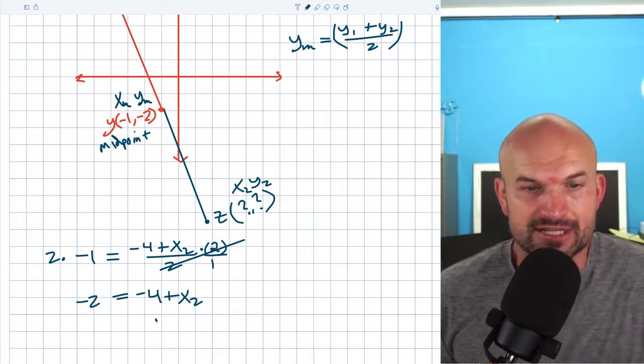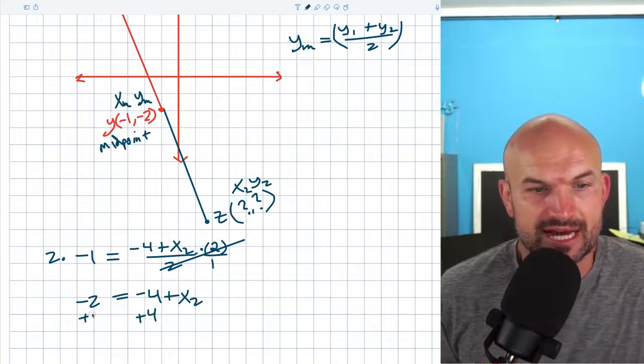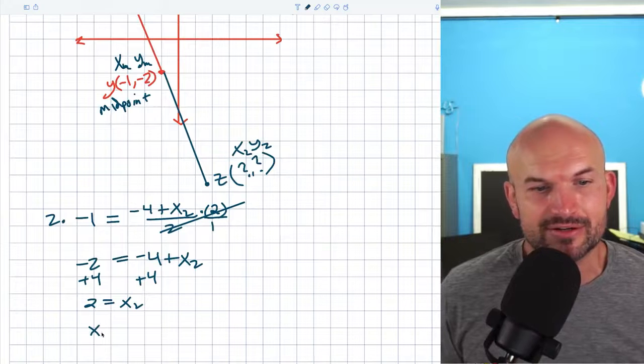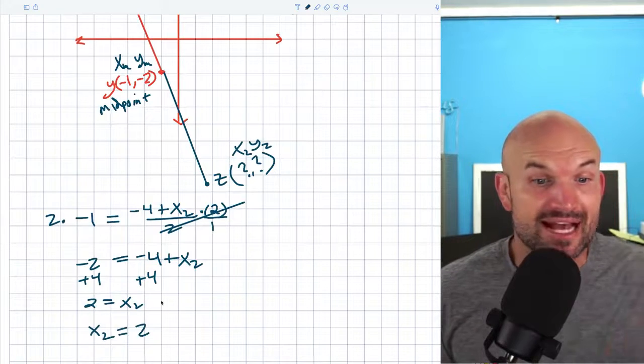Now to get rid of my x2, I'm simply going to add a 4 to both sides. Therefore I'll be left with 2 equals x2. And if you want to write that nice and easy, you can switch them around. So now we know x2 is equal to 2.